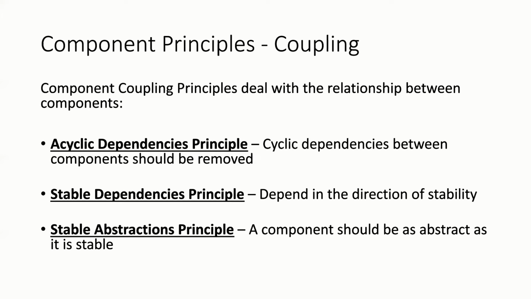You've also got stable dependencies principle, and this is about depending in the direction of stability, a bit like the dependency inversion. Something that's more stable should be depended on by something that's more volatile. Stable abstractions principle is literally a component should be as abstract as it is stable. So I guess the reasoning behind this is if you have something where every time you make a change, its interface changes, then why bother with the overhead of an interface? You're just going to have to update the interface every time the component changes. So just reference the component directly rather than creating an interface.